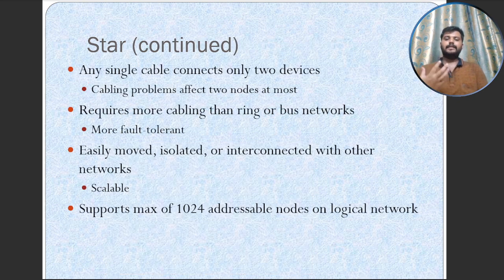Any single cable can connect two devices, same as ring topology. It requires more cabling than a ring or bus topology. That is how it goes, it requires more cabling in this particular topology. Now, it is easily moved, isolated, or interconnected with other networks. So this is one of the advantages.